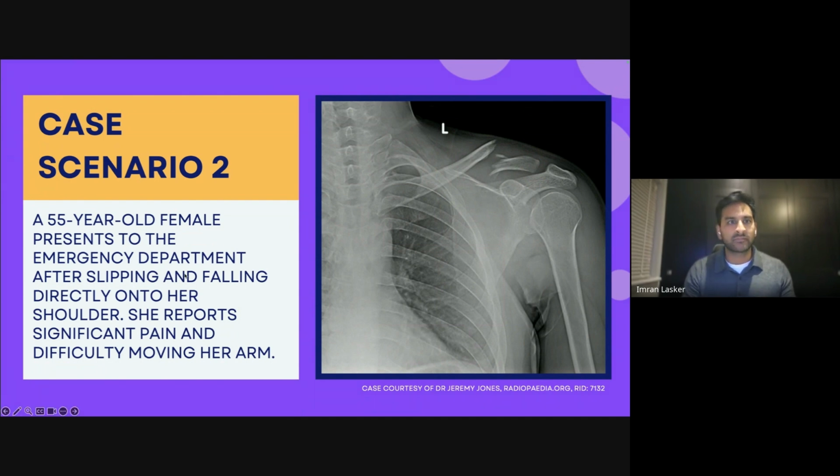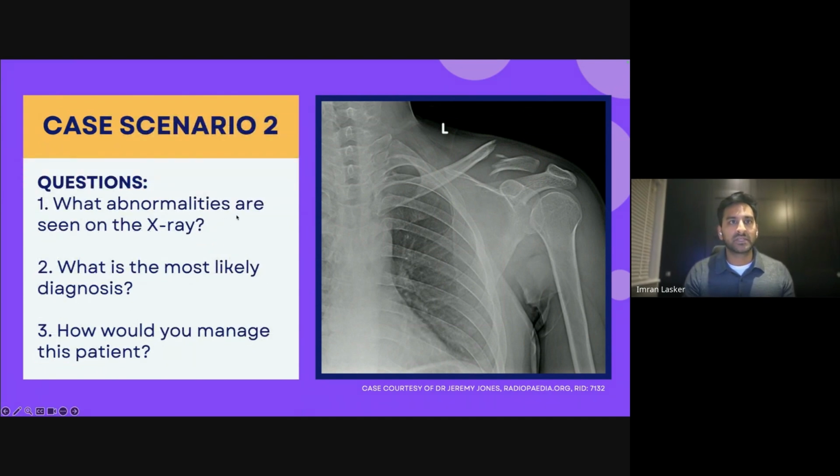Yeah, good. Well done. So, what are the abnormalities? Yeah, you guys have said it. Most likely diagnosis can be mid-clavicular fracture, in my opinion.